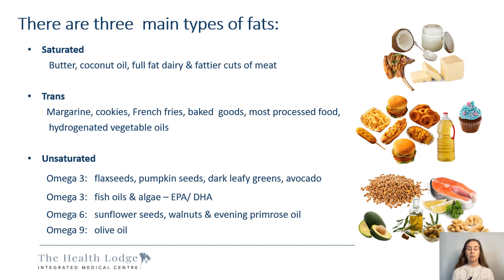So you can get them from plant-based sources such as flax seeds, pumpkin seeds, and avocados, or you can get your omega-3s from your fish oils and algae oils. The important thing to note here is that this particular type of omega-3, being your EPA and your DHA, is an essential fatty acid. So it's really important that you do consume these through your diet, as you cannot make these fats endogenously within the body. Then you've also got your omega-6s, which are your sunflower seeds, walnuts, and evening primrose oil, and your omega-9 being the main one here, being your olive oil.